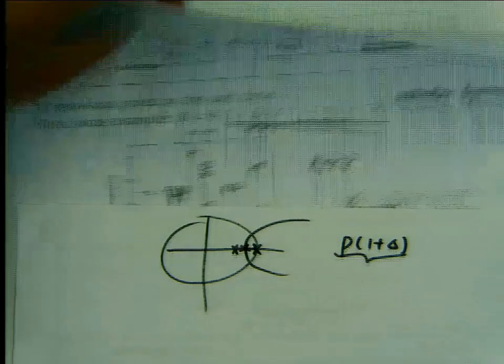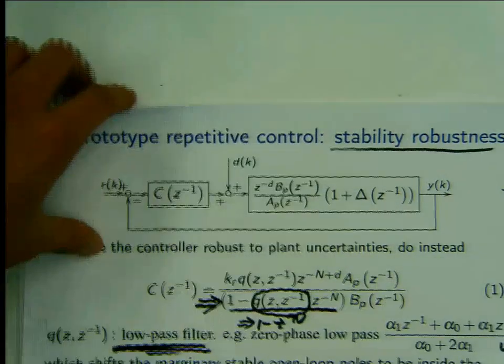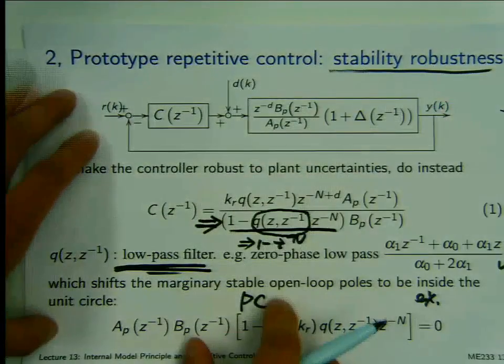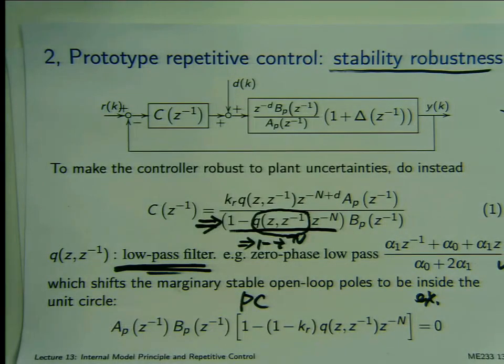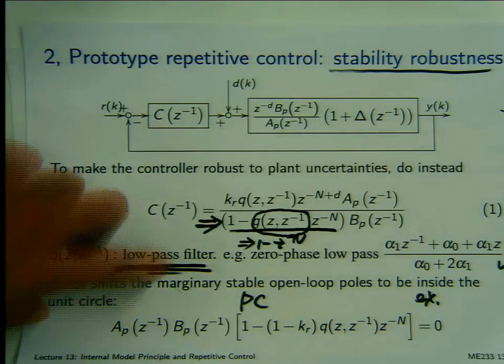All right, so we have now finished discussing this stability robustness. I showed you some intuitions of this design. And then I mentioned one thing.